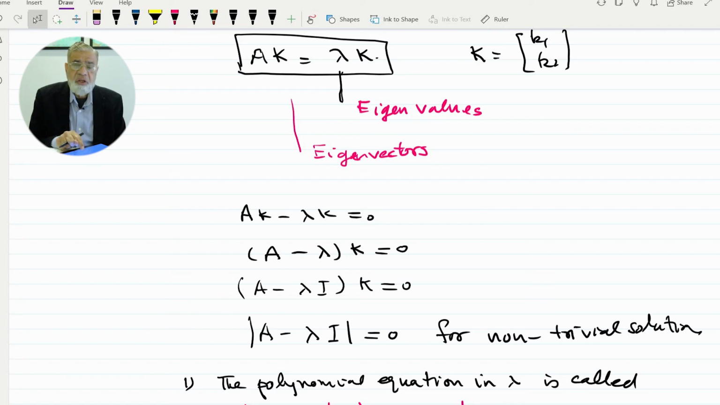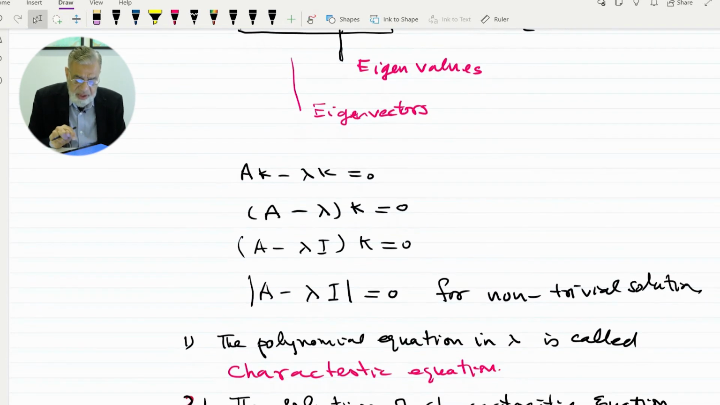This equation can have both types of solution, because here k is k1 and k2, the two unknowns we have. When we solve it, we get the values of k1 and k2. There are two possibilities for a homogeneous equation. One is the trivial solution, where the value is 0, 0. But we are not interested in the trivial solution, we are interested in the non-trivial solution. So we have a condition that the determinant of this coefficient matrix must be equal to 0. So the determinant of A minus lambda I is equal to 0 for the non-trivial solution.